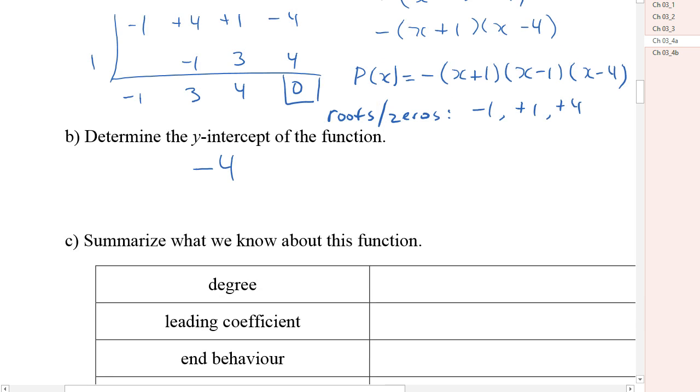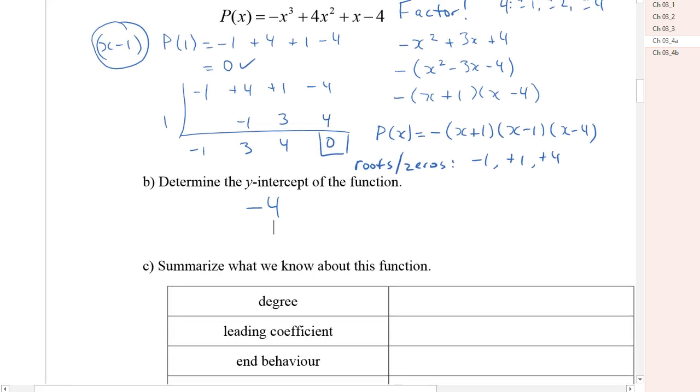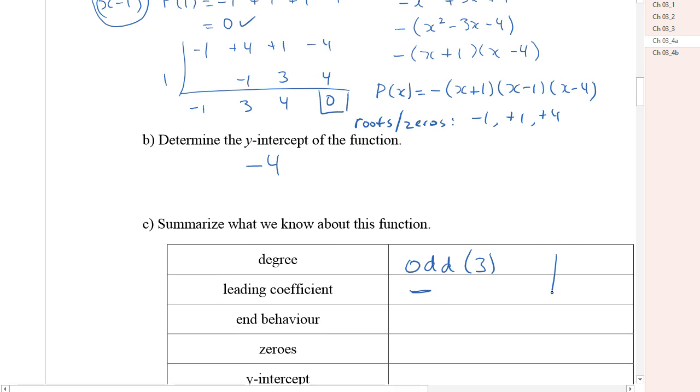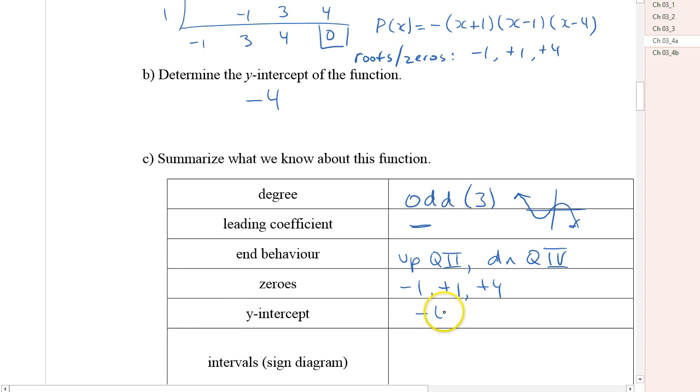Summarize what we know about this function. Okay, the degree is cubic, so it's odd. It's of degree 3. The leading coefficient is negative. And so the end behavior, when I've got an odd one that's negative, the basic shape often looks something like that. So I would say it goes up in quadrant 2, and it goes down in quadrant 4. The zeros are negative 1, positive 1, and positive 4, and the y-intercept is minus 4.